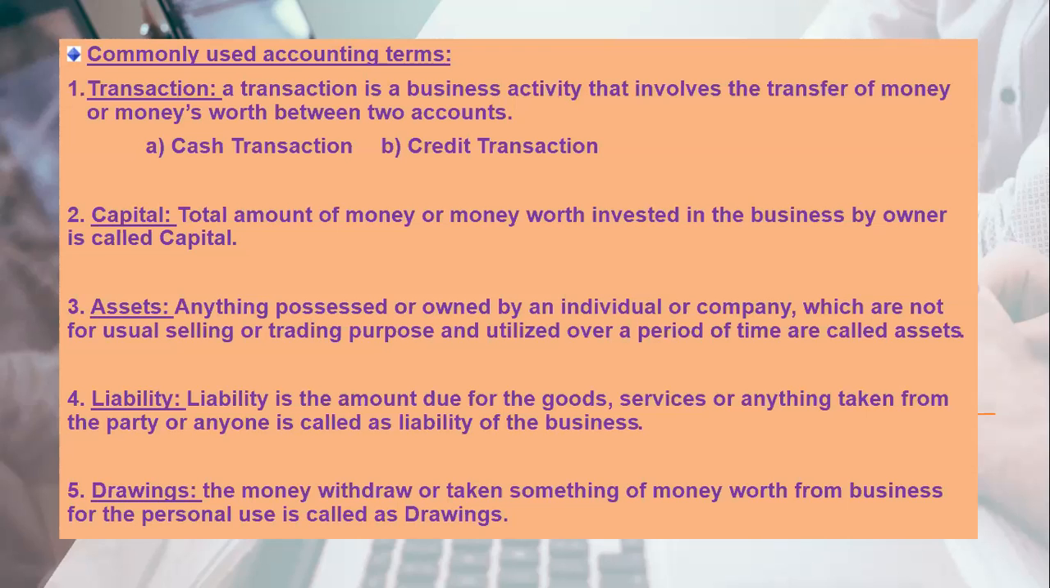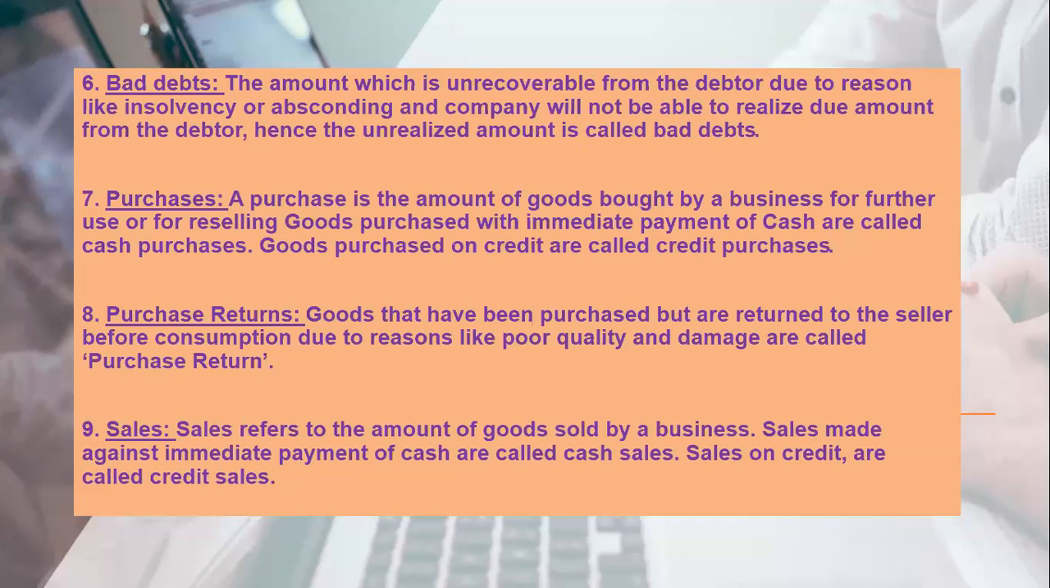Bad debts: the amount which is unrecoverable from the debtor due to reasons like insolvency or absconding, and the company will not be able to realize the due amount from the debtor, hence the unrealized amount is called bad debts. So company X is selling goods to customers worth rupees 1 lakh, out of which the customer is not paying the amount of rupees 10,000. He is defaulting on rupees 10,000. This 10,000 amount which is unrecoverable is called bad debts.